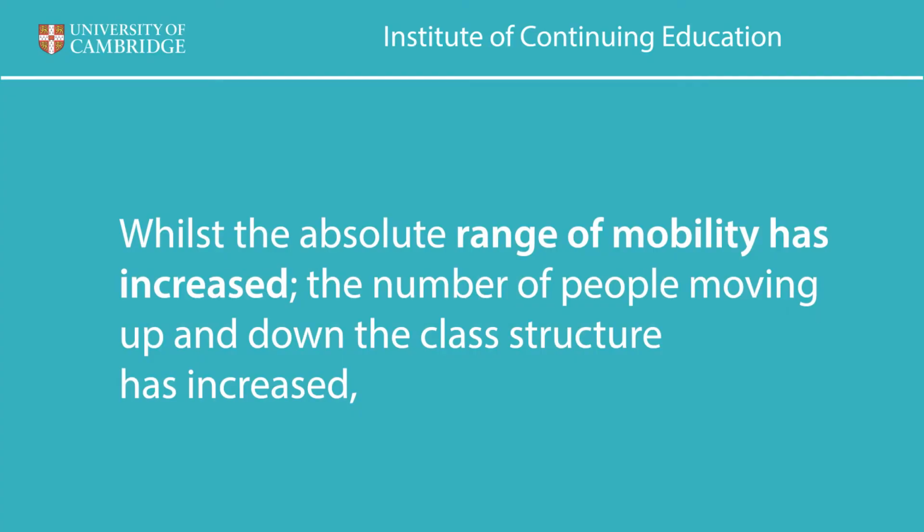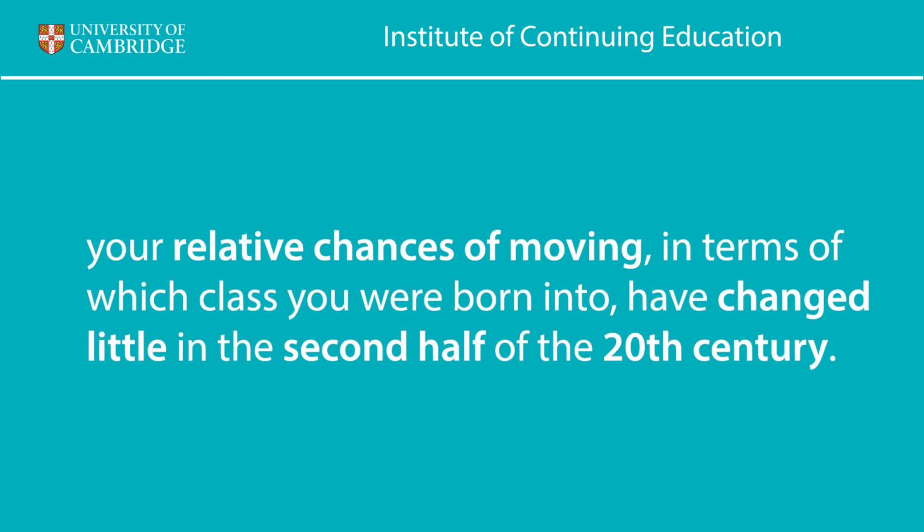And indeed, these findings actually align with the broader sociological evidence. Sociologists have been studying mobility since the 1950s, and they have concluded that whilst the absolute rate of mobility has increased, the number of people moving up and down the class structure has increased, your relative chances of moving in terms of which class you were born into have changed little in the second half of the 20th century. So if we examine both official evidence and the sociological evidence, we can conclude that contemporary Britain is not becoming more socially just. It is a relatively immobile society, certainly in terms of relative chances of mobility success.